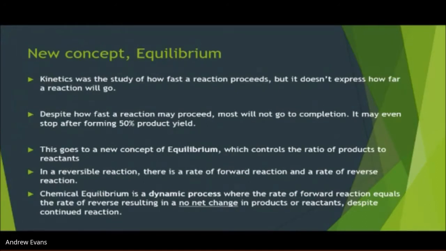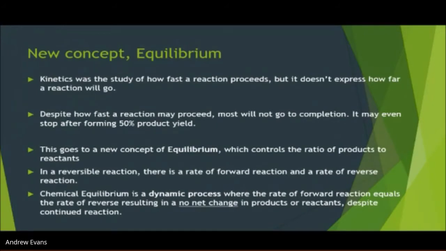Now, in a reversible reaction, there is a forward reaction rate and a reverse reaction rate. So there's a speed to go forward and a speed to go backwards. Remember, the speed to go forward will have to do with the constant and the number of reactants. Because there's a speed to go backwards, it'll be the constant times the number of products. And there's going to be a certain point where the speed of the forward reaction will equal the speed of the reverse reaction.